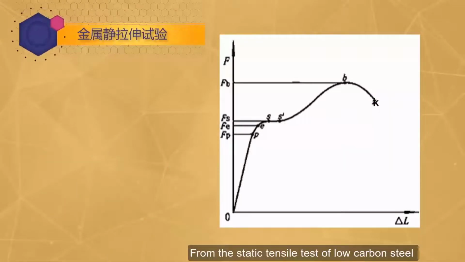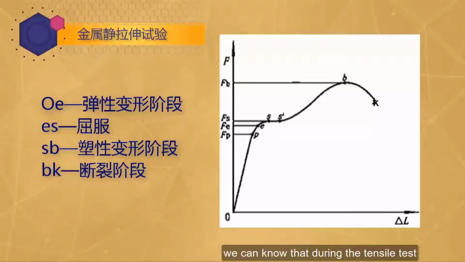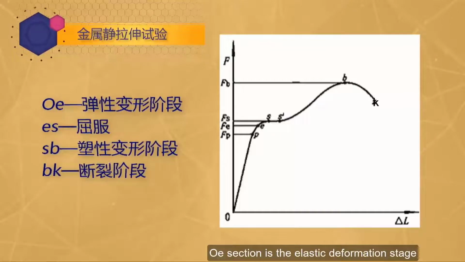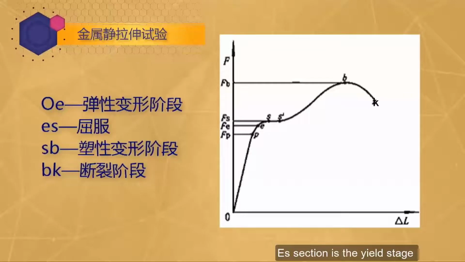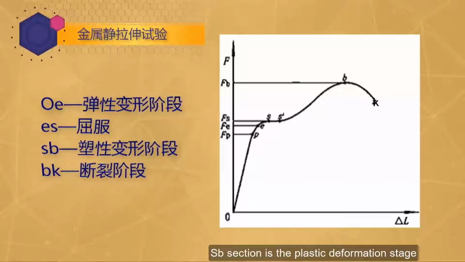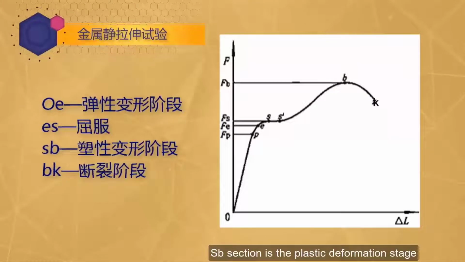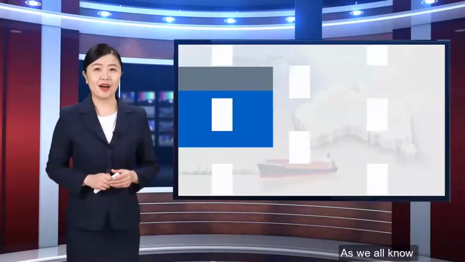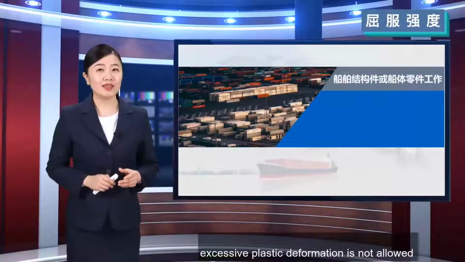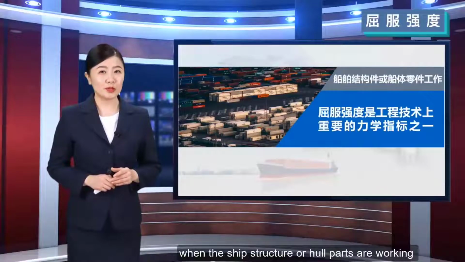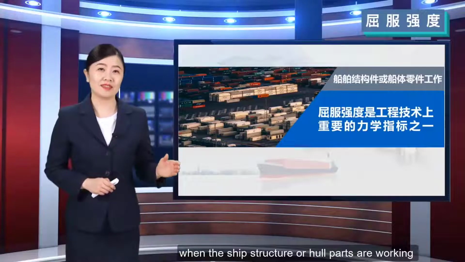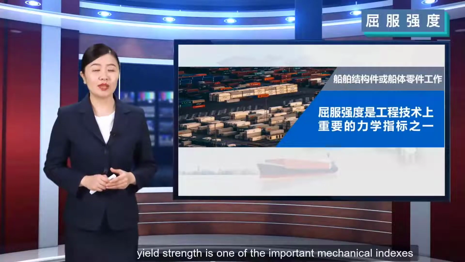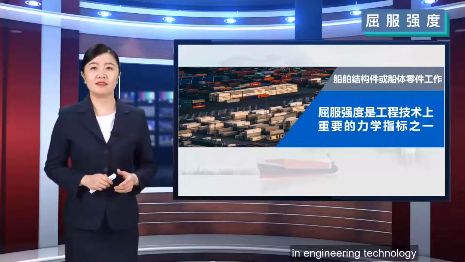From the static tensile test of low-carbon steel, we can know that during the tensile test, the OE section is the elastic deformation stage, the S section is the yield stage, the SB section is the plastic deformation stage, and the BK section is the fracture stage. As we all know, excessive plastic deformation is not allowed when ship structures or hull parts are working. Therefore, yield strength is one of the important mechanical indexes in engineering technology.